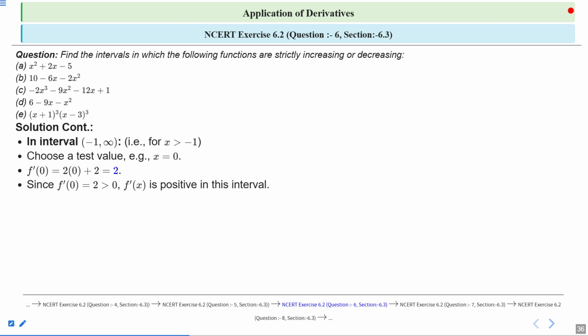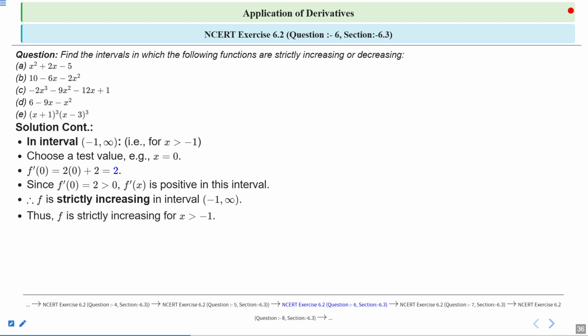Since f dash 0 is equal to 2, which is greater than 0, f dash x is positive in this interval, okay? Therefore, function f is strictly increasing in the interval -1 to infinity. Thus, f is strictly increasing for x greater than -1, right?